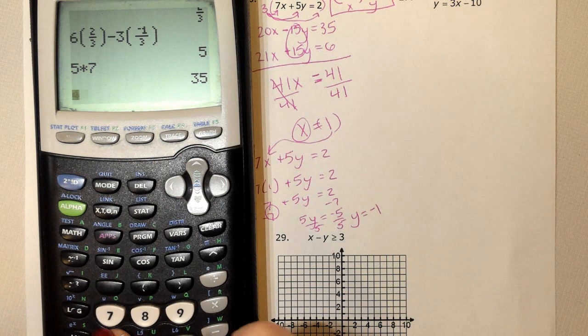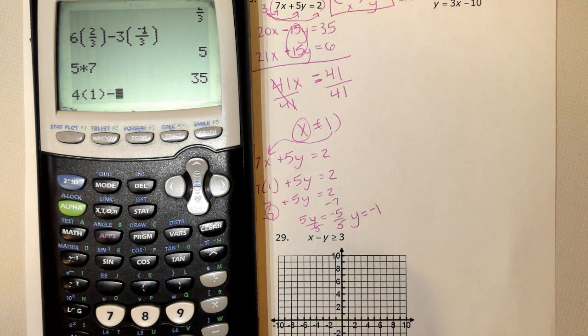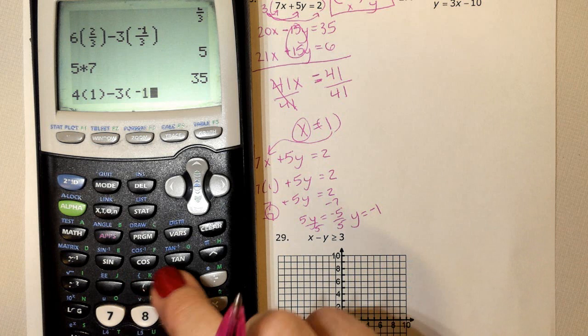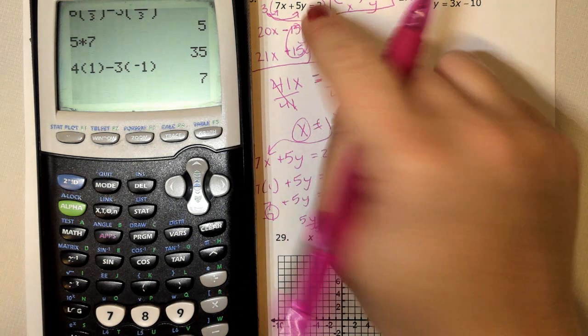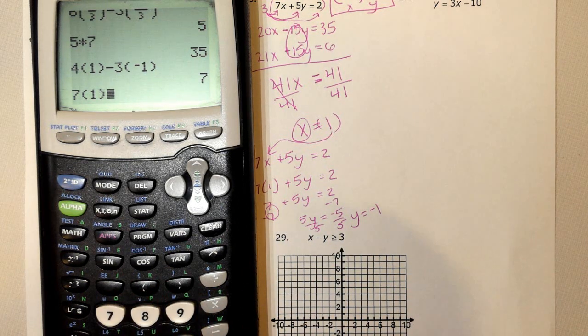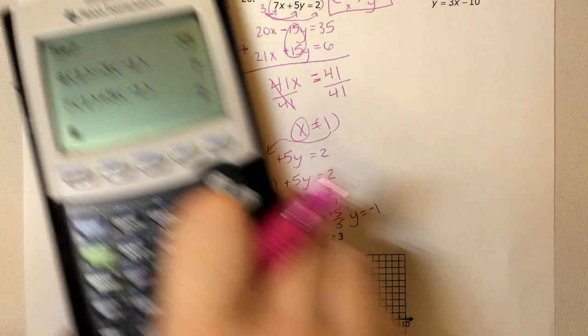And again, I can check my work. So 4 times 1 minus 3. I think standard form is easier to check your work because whatever it equals is right there. Equals 7. That worked. 7 times 1 plus 5 times negative 1 equals 2. There you go, it worked. That is my solution.